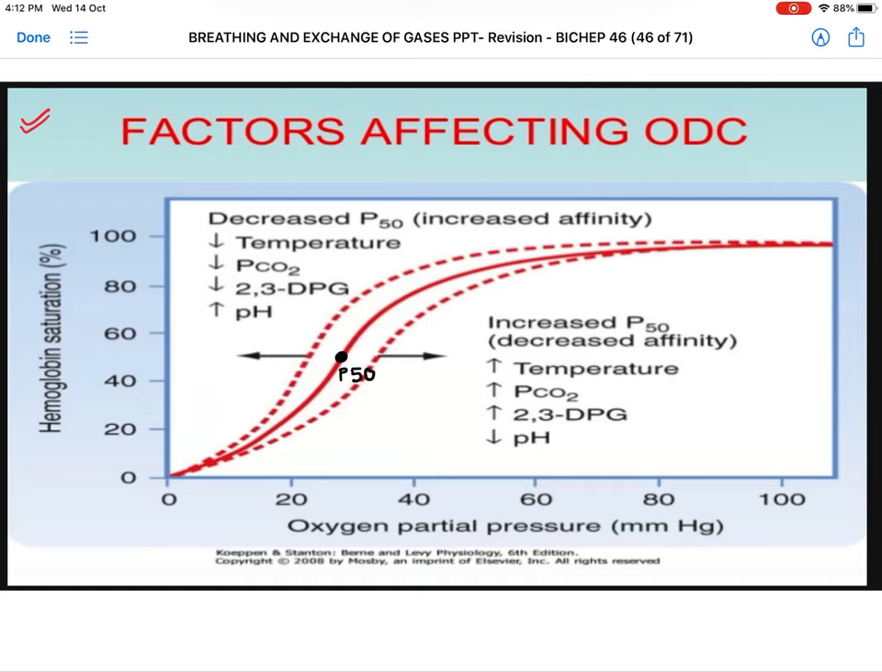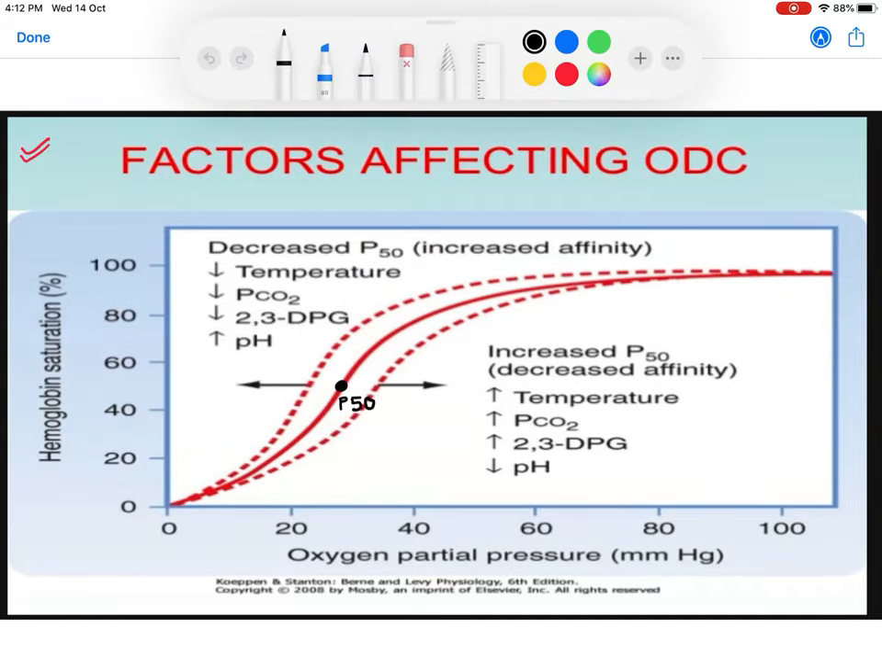Again, it is oxygen partial pressure on the x-axis and hemoglobin saturation on the y-axis, the same graph, right? Oxygen dissociation curve, ODC it is, which is mentioned there on the top. It is ODC, right? Oxygen dissociation curve. Now, to calculate the average mechanism of shifting of this curve, either right side or left side, sometimes a question may be asked this way.